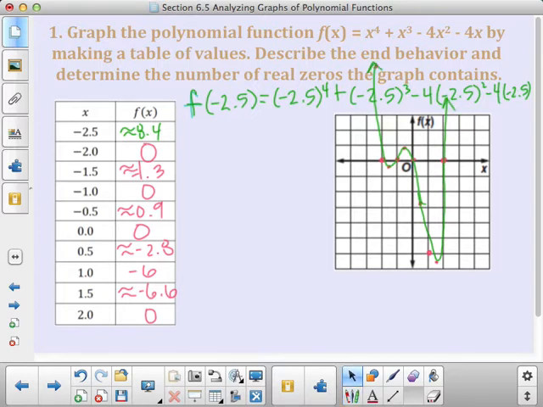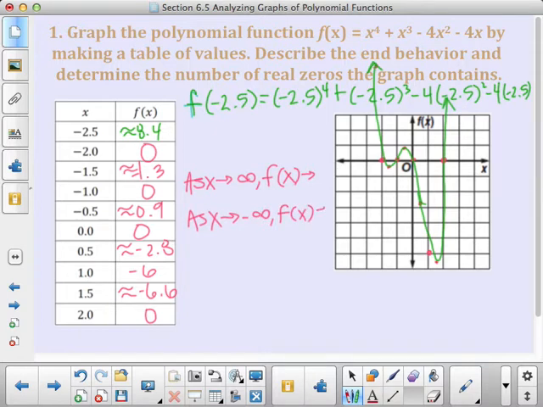It says now it says describe the end behavior. Well, my end behavior is when I talk about as x goes to infinity, what happens to my f of x values, and as x goes to negative infinity, what happens to my f of x values. Okay. Well, as x goes to infinity, if I'm going to the right, what's happening to my y values? They're going straight up, so they're going to infinity. Now, as x goes to negative infinity, I'm looking to the left. What's happening to my y values? They're once again going up, so they're going to infinity.